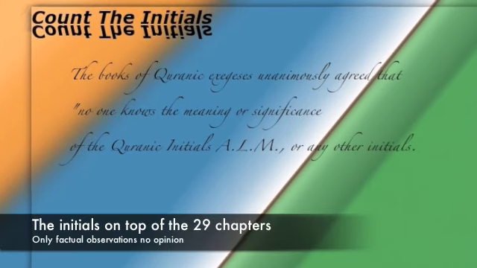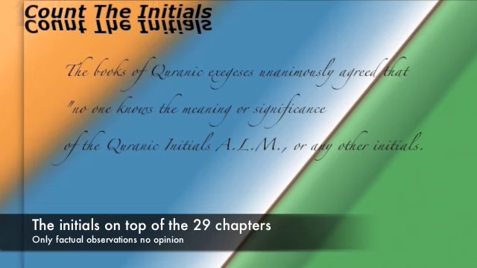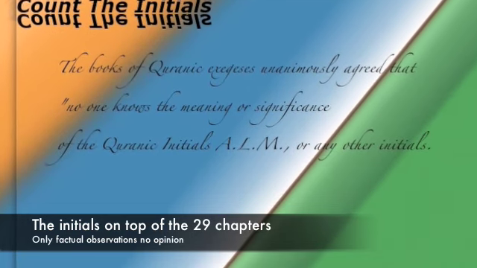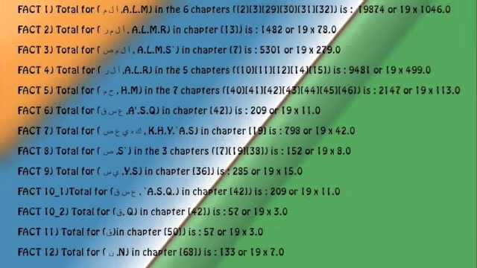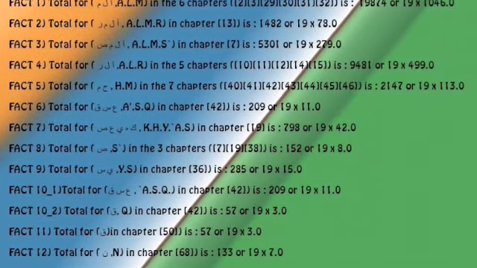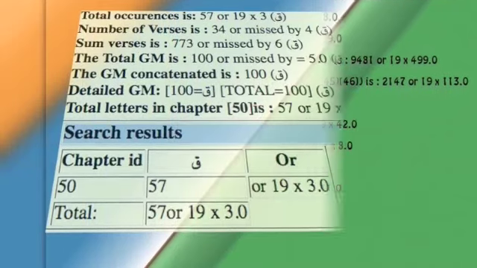The books of the most eminent theologians in Islam are unanimous: they don't know the meaning of the initials on top of the 29 chapters of the Quran. It turns out that all those initials are multiples of 19 in their respective chapters.